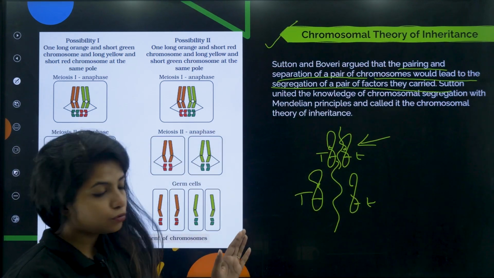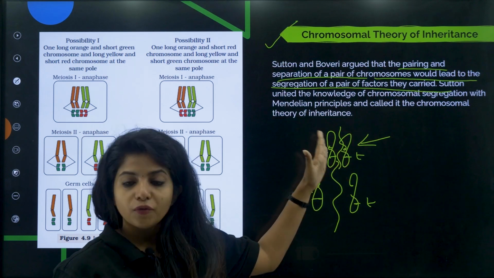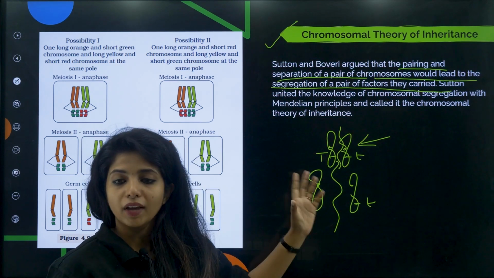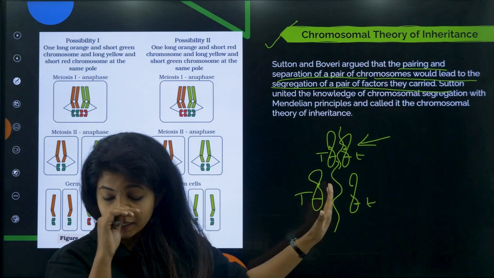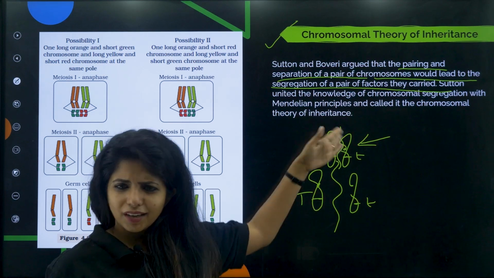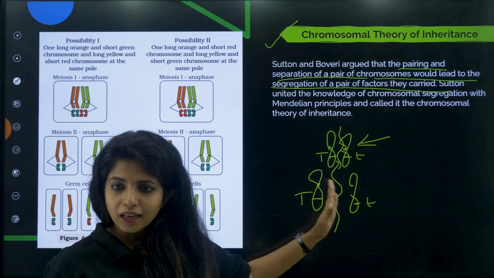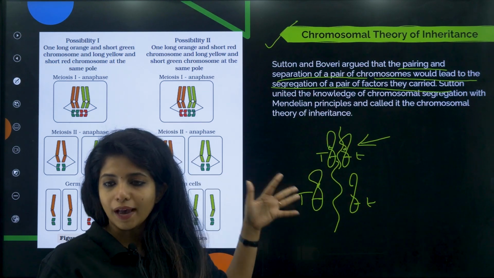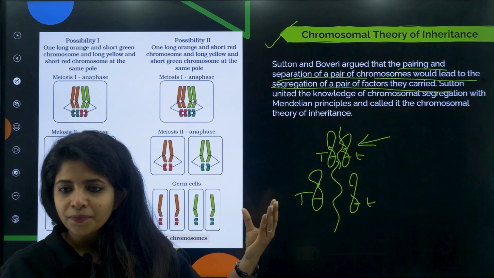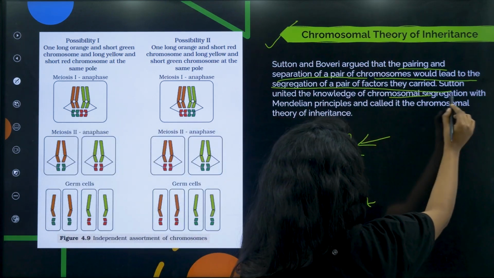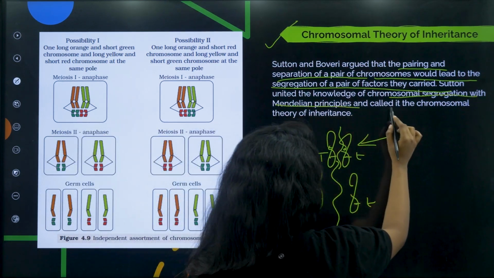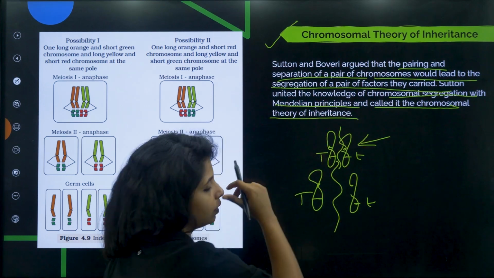So segregation of a pair of chromosomes would obviously lead to segregation of a pair of characters, a pair of factors that they were carrying. Simple. Segregation of a chromosome would segregate the pair of factors because obviously the chromosome has the factors. This is what they said. Sutton united the knowledge of chromosomal segregation with Mendelian principles and called it the chromosomal theory of inheritance.